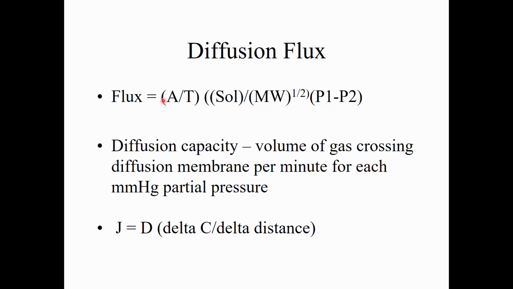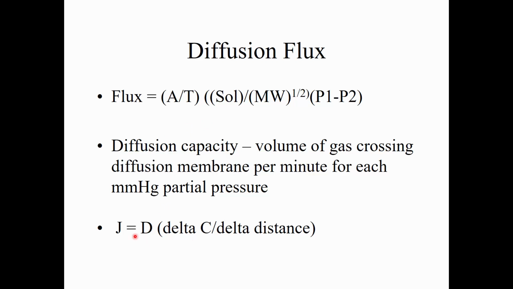So when we think about this solubility times molecular weight, that is the characteristics of the gas, and we can talk about something called a diffusion capacity. That's the volume of gas crossing a diffusion membrane per minute for each millimeter of mercury at partial pressure. So that says something about how well a particular gas diffuses.